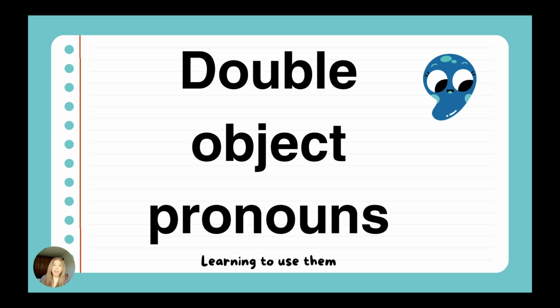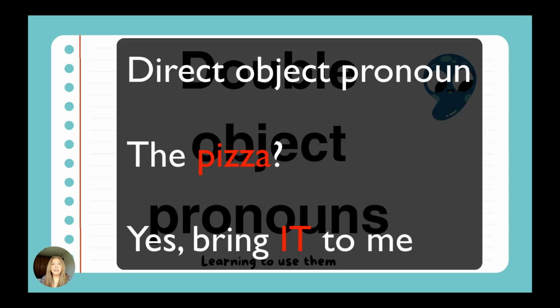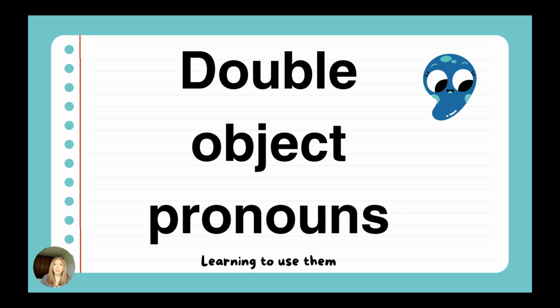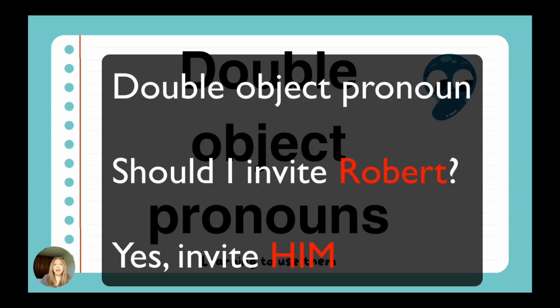As a reminder, direct object pronouns are words that we use to refer to something else. As an example, if I say, the pizza, yes, bring it to me. I know that it refers to the pizza. Or the chocolates, yes, buy them for me. I know that them refers to the chocolates. Or Robert, yes, invite him. Him is also a direct object pronoun in that sentence.